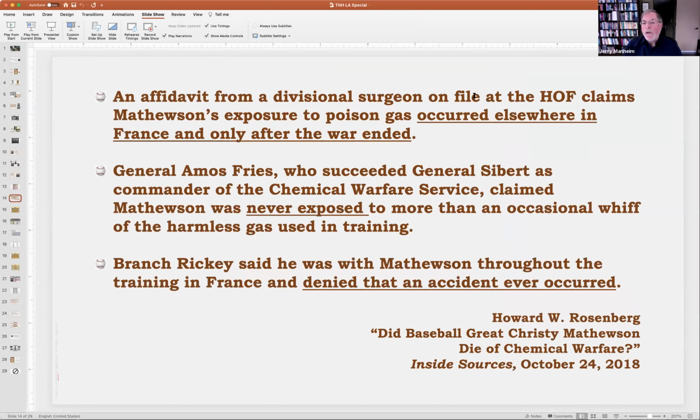Now, there have been some recent criticisms of that history, some anomalies. Howard Rosenberg did a piece where he summarized some of them. He referred to an affidavit from a surgeon, division surgeon, who said that if Mathewson was exposed, it was elsewhere and only after the war. Amos Fries succeeded Seibert as the head of the Chemical Warfare Service. He said it never happened. And Branch Rickey said he was with Mathewson throughout the training in France, and he said that the accident never occurred. So already we're having some questions raised about the delivered history.